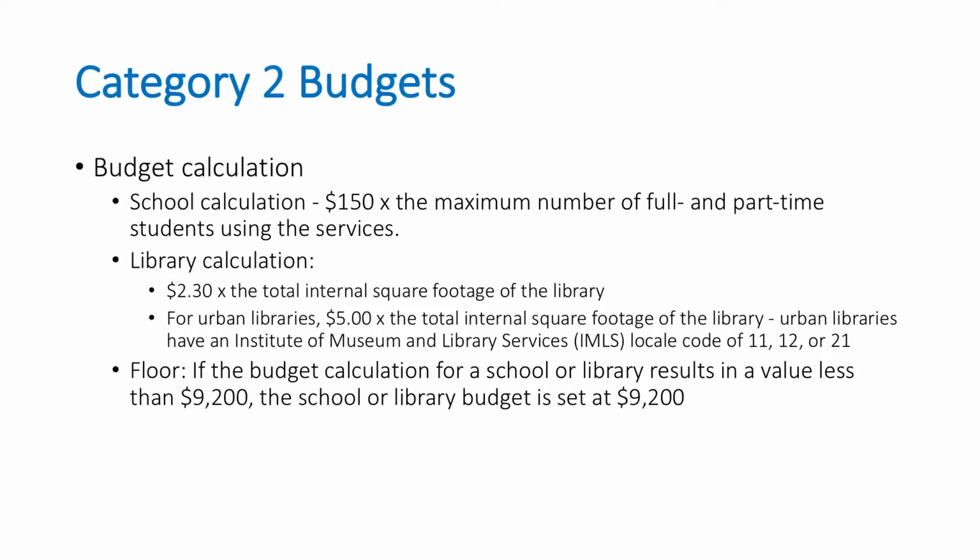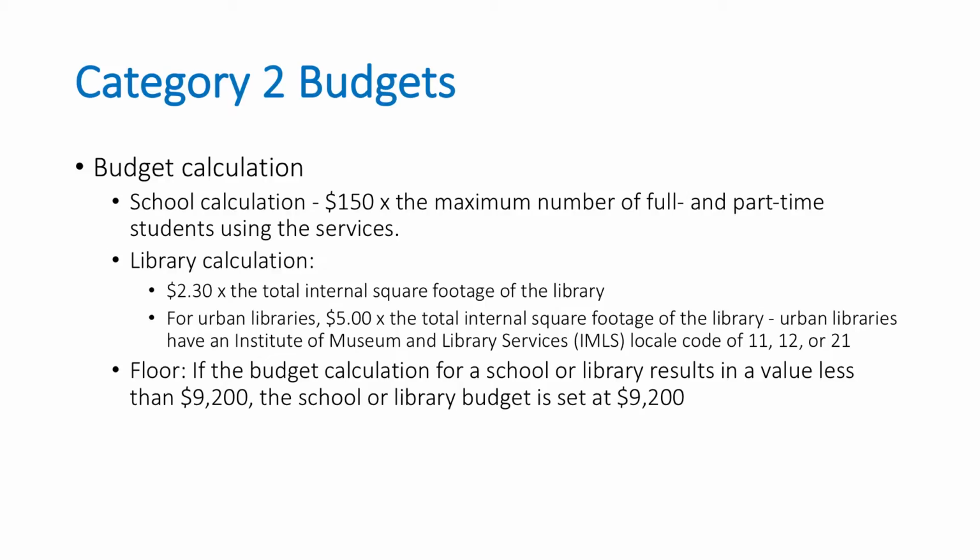So as I said, this is how you factor your budget calculations. There's a different factor for schools and a different factor for libraries. Listed here is the school calculation at the top. It's $150 times the maximum number of full and part-time students in that school. You take that, and that is your pre-discounted budget. So you can have an understanding from a budget standpoint of how much you have available to spend to plan your technology infrastructure in your buildings.